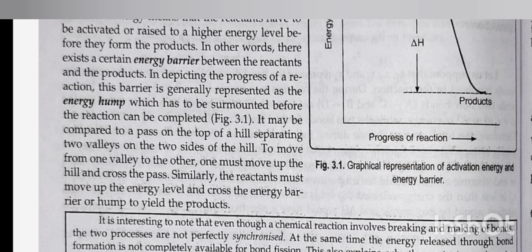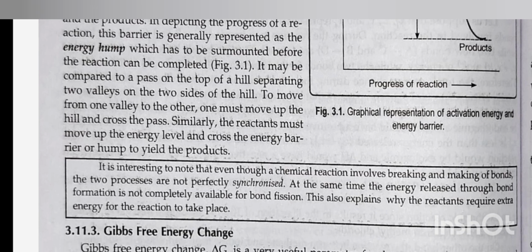completed. It may be compared to a path on the top of a hill separating two valleys on the two sides of the hill. To move from one valley to the other, one must move up the hill and cross the pass. Similarly, the reactant must move up the energy level and cross the energy barrier or hump to yield the product.